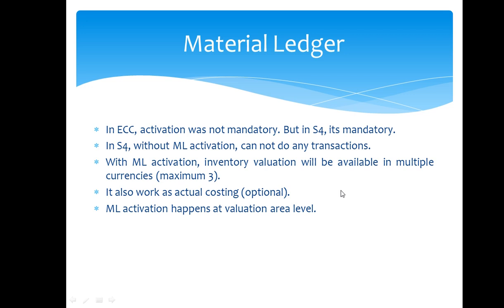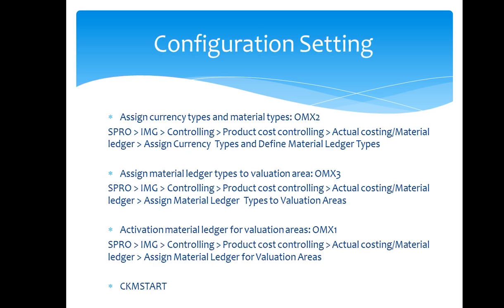If we activate this material ledger, then inventory valuation will be available in multiple currencies. That is, we can see inventory valuation in up to a maximum of 3 different currencies. This material ledger will also work as actual costing. And this material ledger activation happens at valuation area level. So these are the configuration settings we need to maintain to activate material ledger in a system.